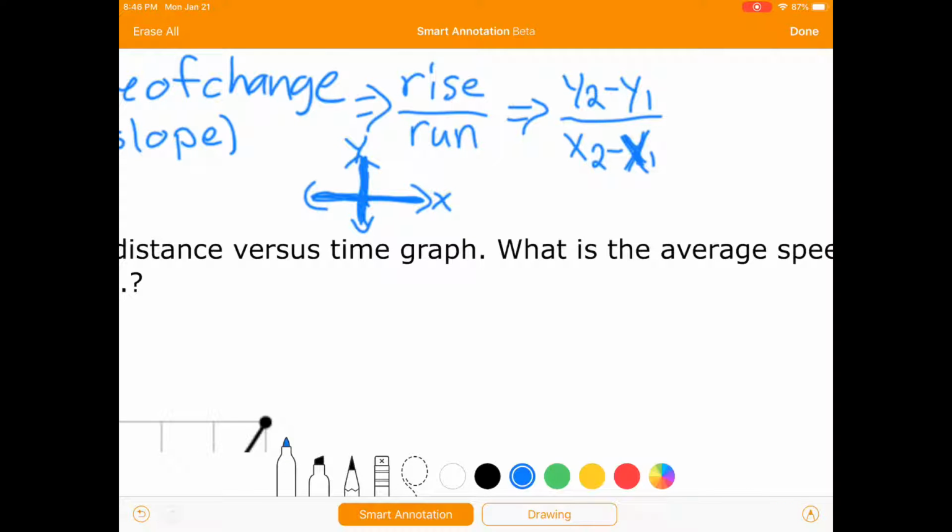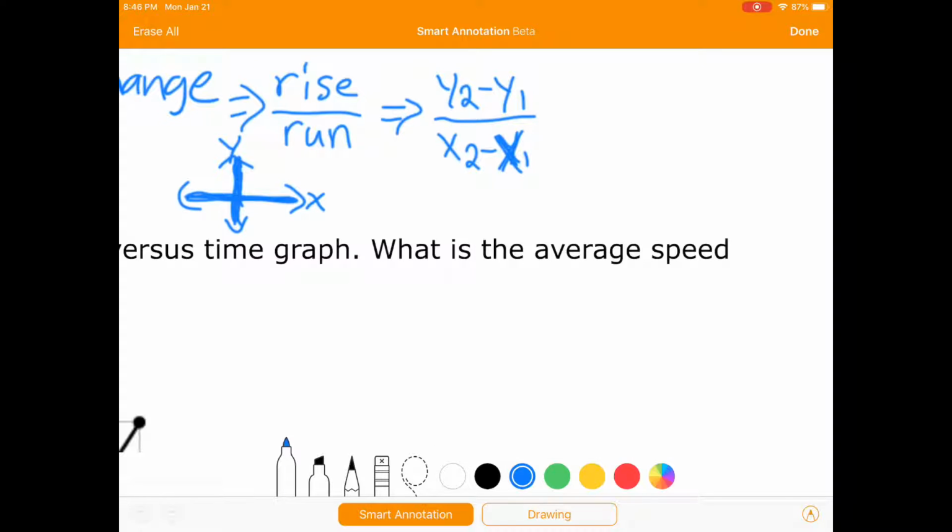Now, I know some of you have confusion when teachers say, oh, well, you can do it either way. The key is that the 2's match up, they're on top of each other, and the y's are always on top. So you can write this also as y1 minus y2 divided by x1 minus x2. Again, it does not matter as long as the 1's match up and the 2's match up.